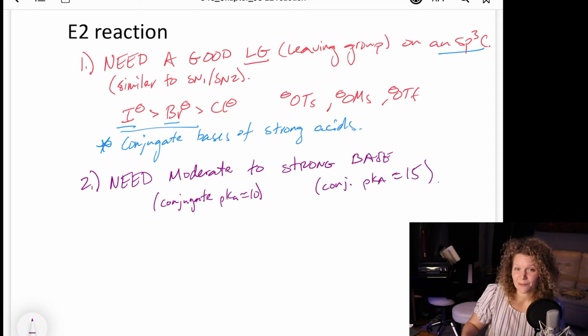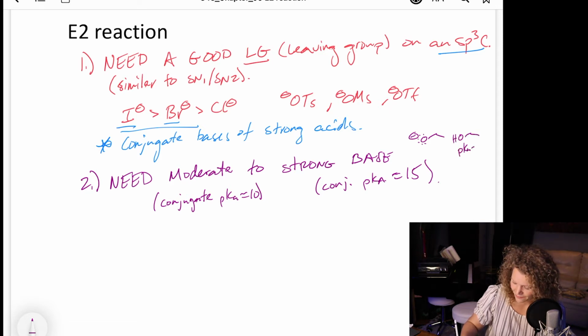So in the case of our previous example, that ethoxide, remember that its conjugate acid would be that alcohol, and we know that has a pKa of around 15. That's why this is strong.